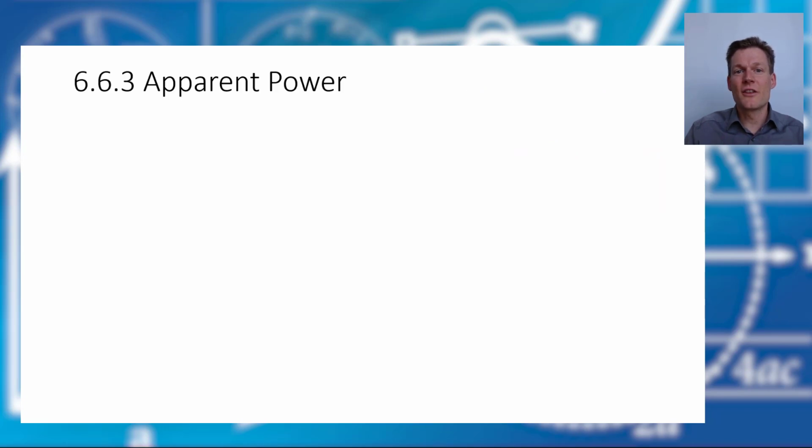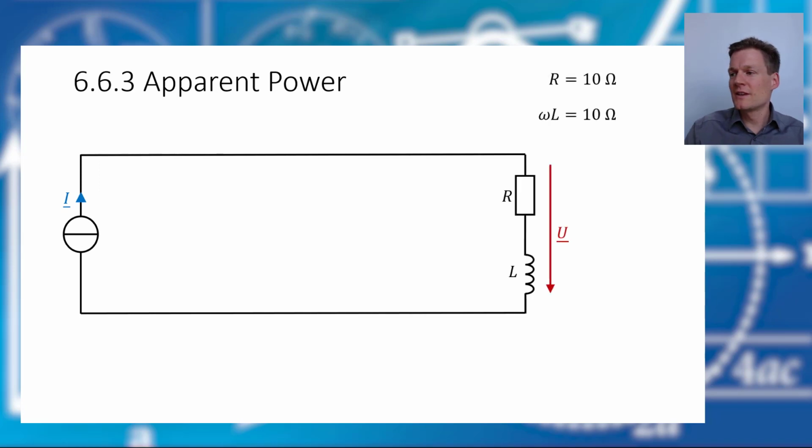And now there's a third new word, and this is the apparent power. Let's have a network again, and this time we have a resistor and an inductor in our network, and the impedances of both elements are 10 ohm.